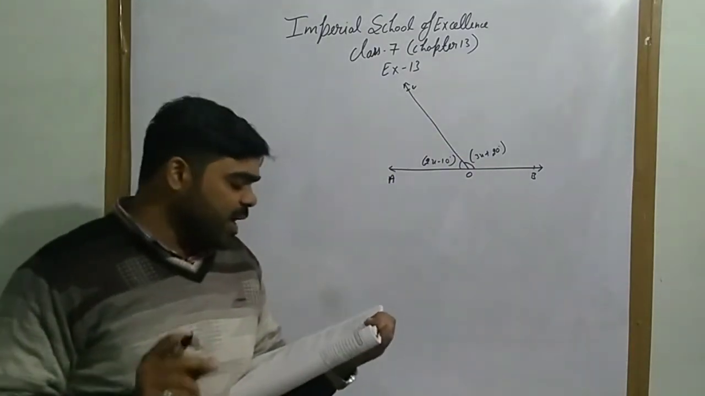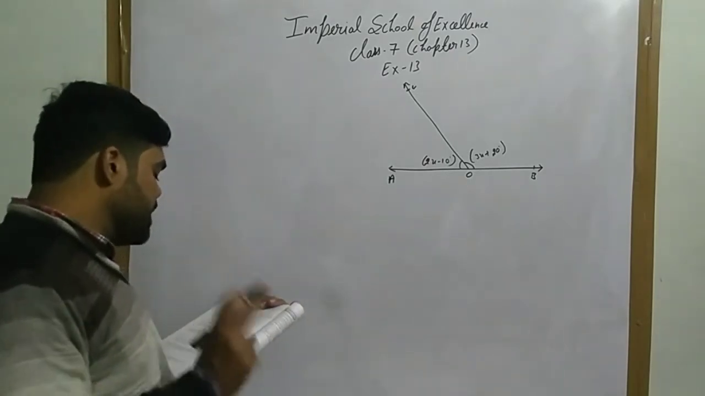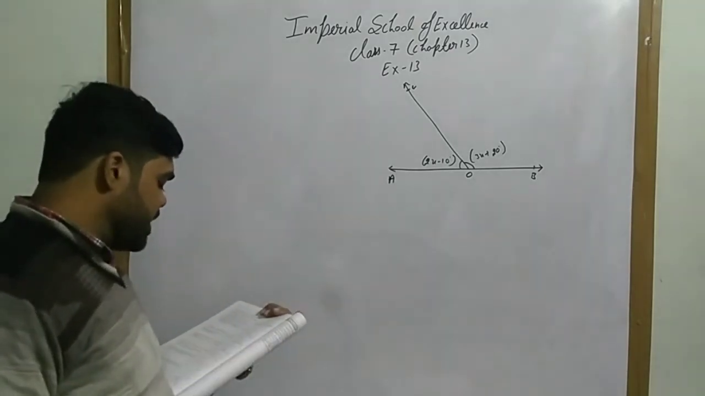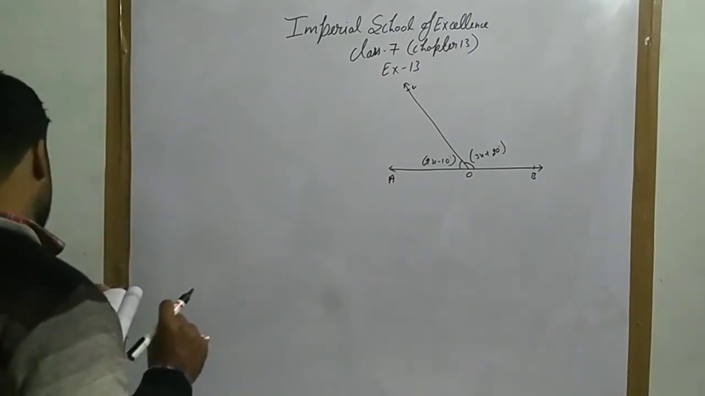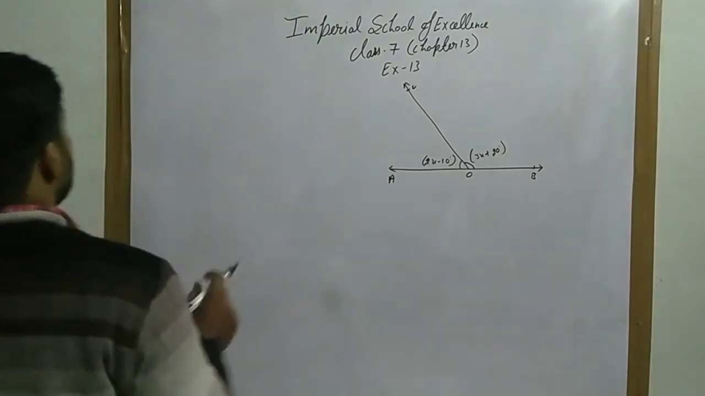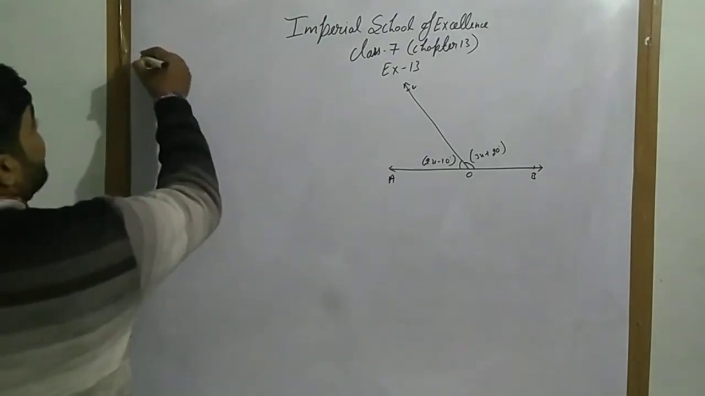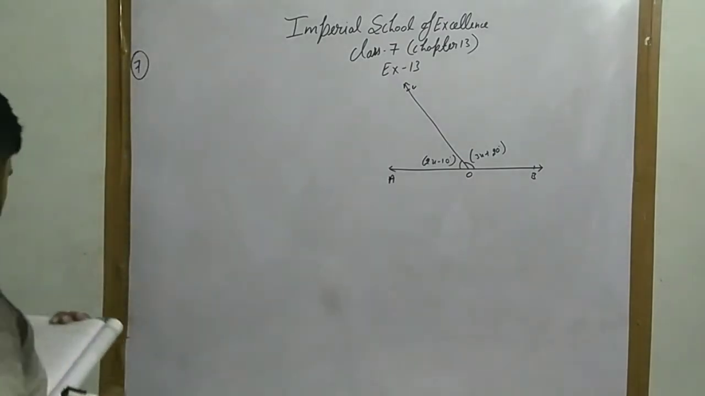If angle AOC equals 2x minus 10 degree and angle BOC equals 3x plus 20 degree, find the value of x and also find angle AOC and angle BOC. Now what is the way to do these questions? We are doing question number 7.